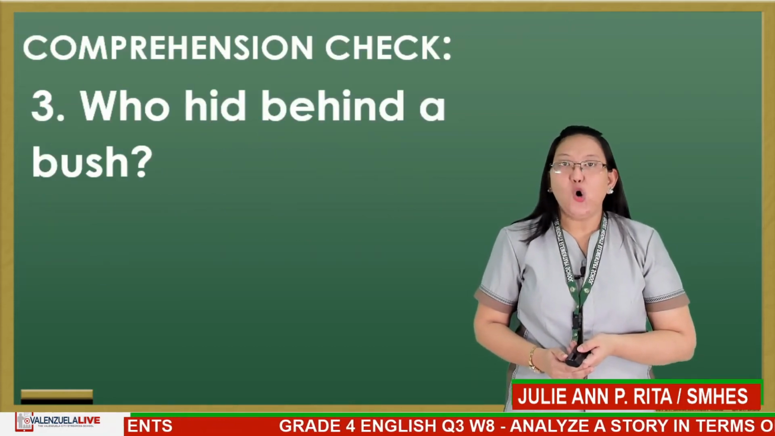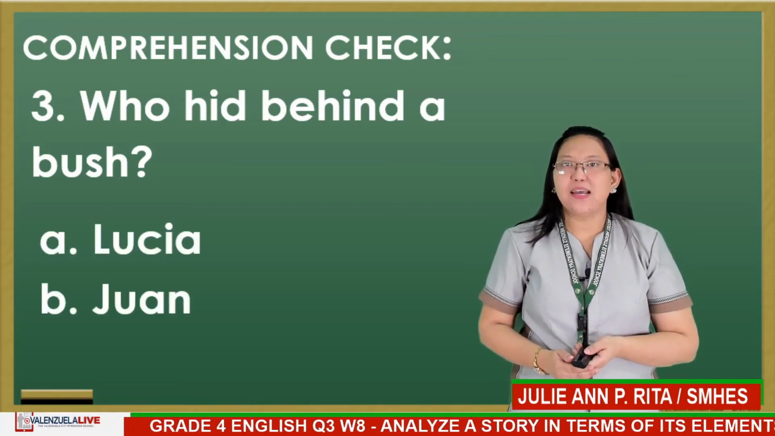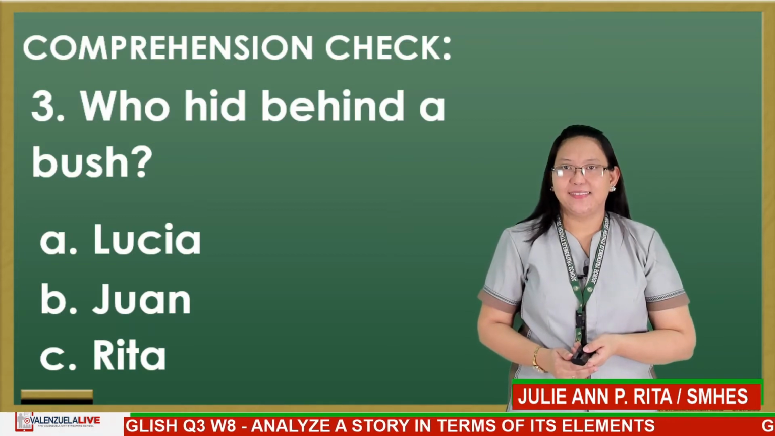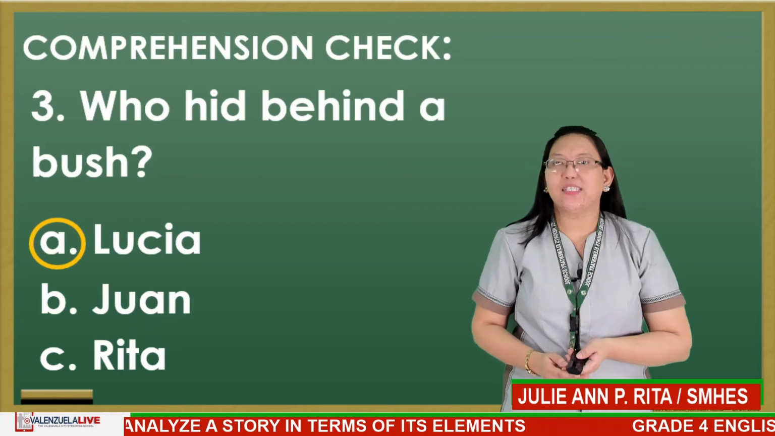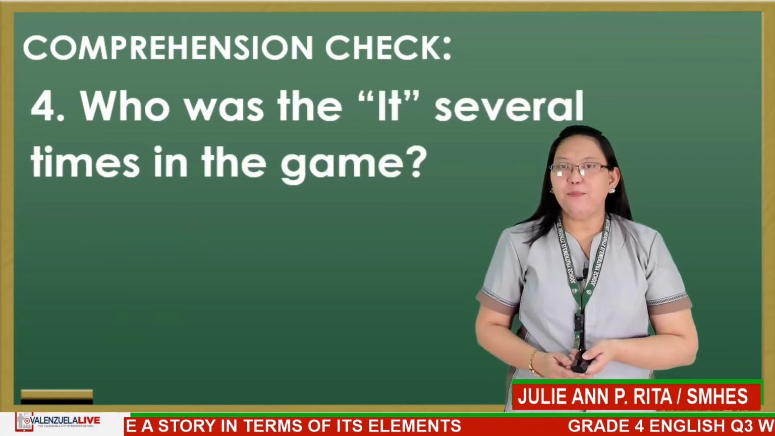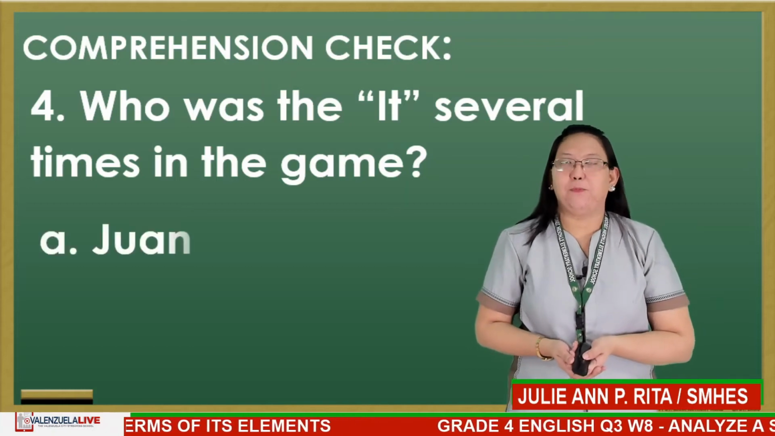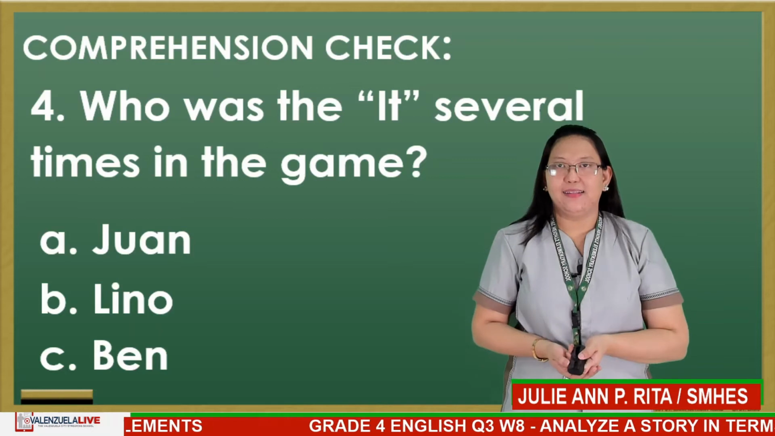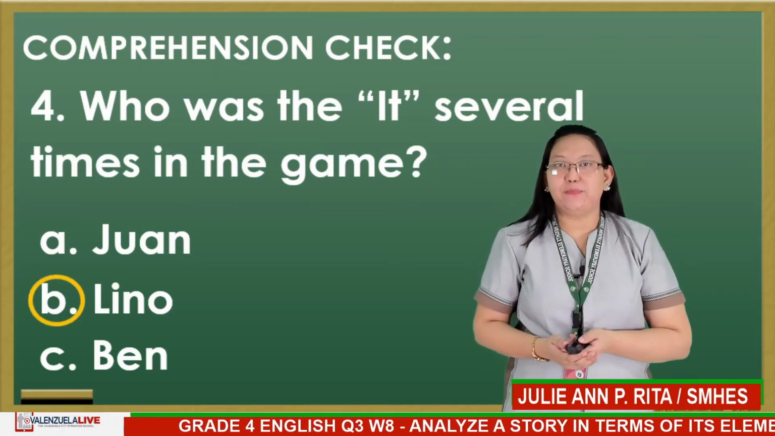Number 3. Who hid behind the bush? A. Lucia. B. Juan. C. Rita. Nice! The answer is letter A, Lucia. Number 4. Who was the it several times in the game? A. Juan. B. Lino. C. Ben. Great! The answer is letter B, Lino.